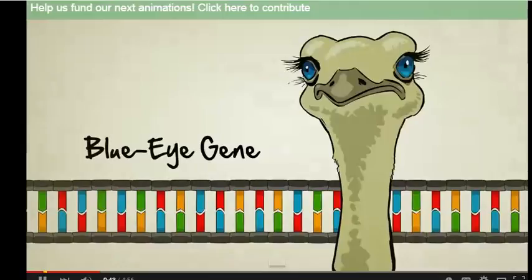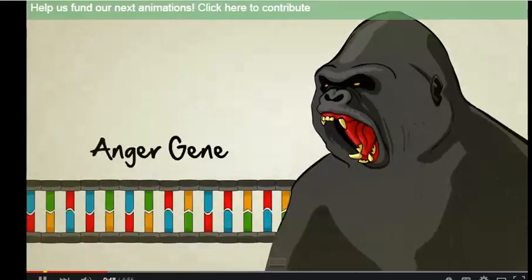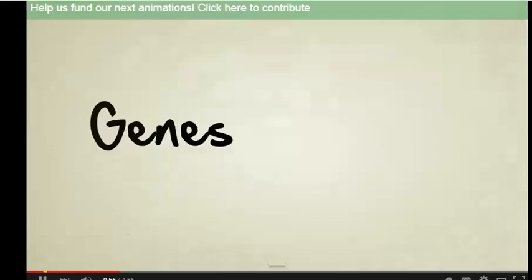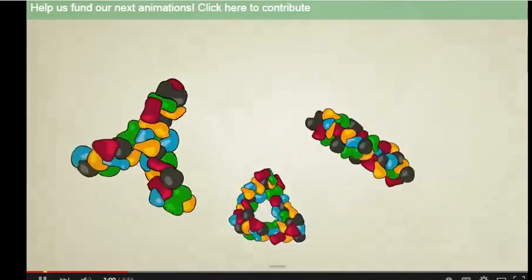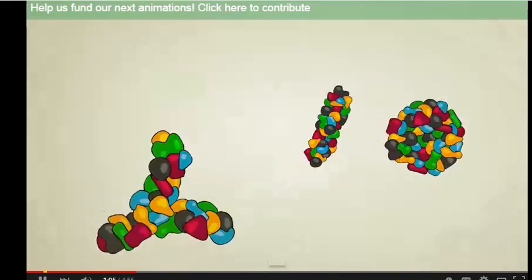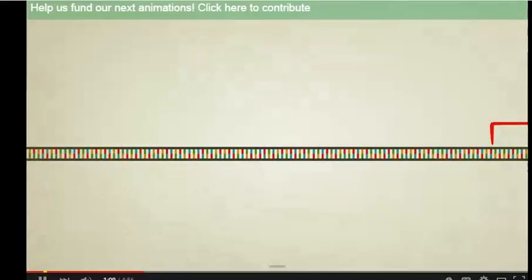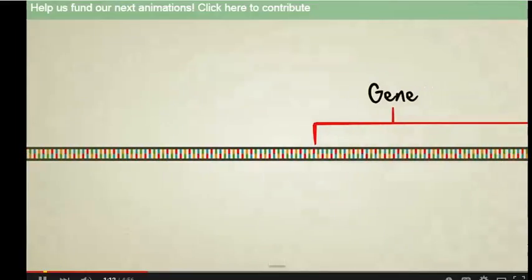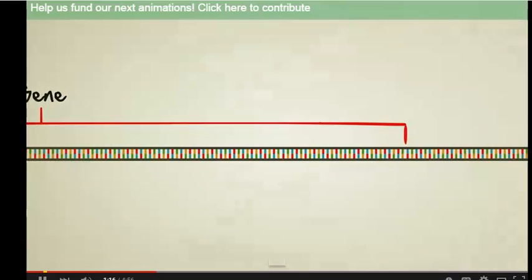You might have heard that there's a blue-eyed gene, a freckle gene, possibly even an anger gene, but single genes don't literally make things like eyeballs or freckles or temper tantrums. Genes make proteins. Those proteins then interact with each other and all sorts of chemicals inside the body to build things like eye pigments, freckles, and mood-altering hormones. A single strand of DNA contains thousands of genes or unique protein recipes. Humans have roughly 20,000 altogether.